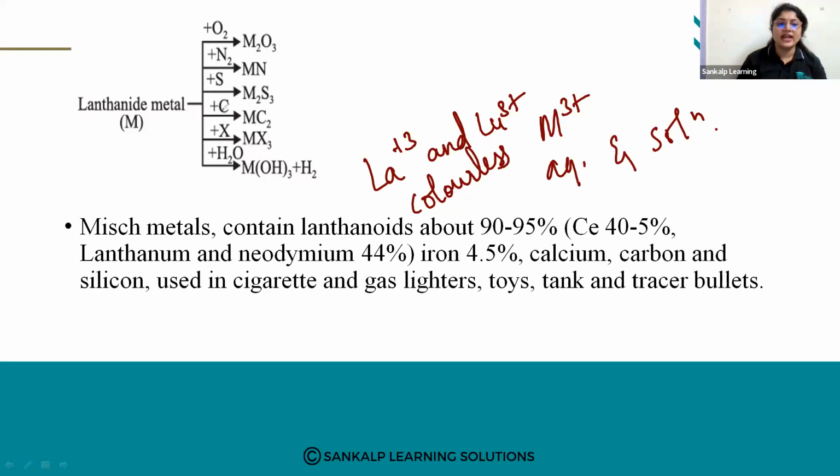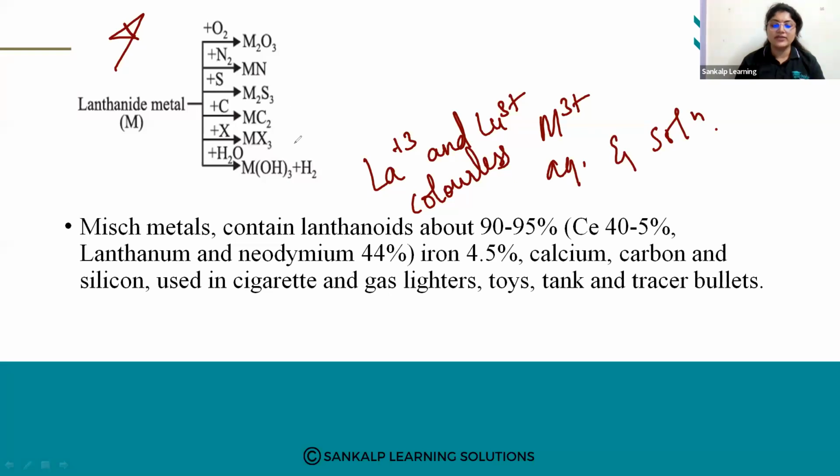Then we have seen the reactions. These are the chemical properties. Lanthanide metal, when burned with oxygen, forms M2O3 type oxides. When it is reacted with N2, nitrides are formed. When it is heated with sulfur, it forms M2S3.